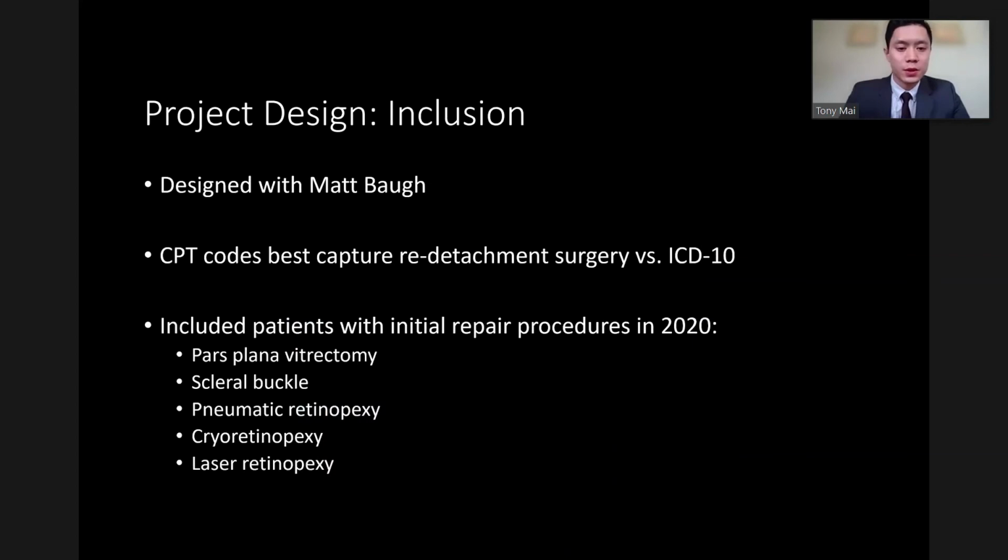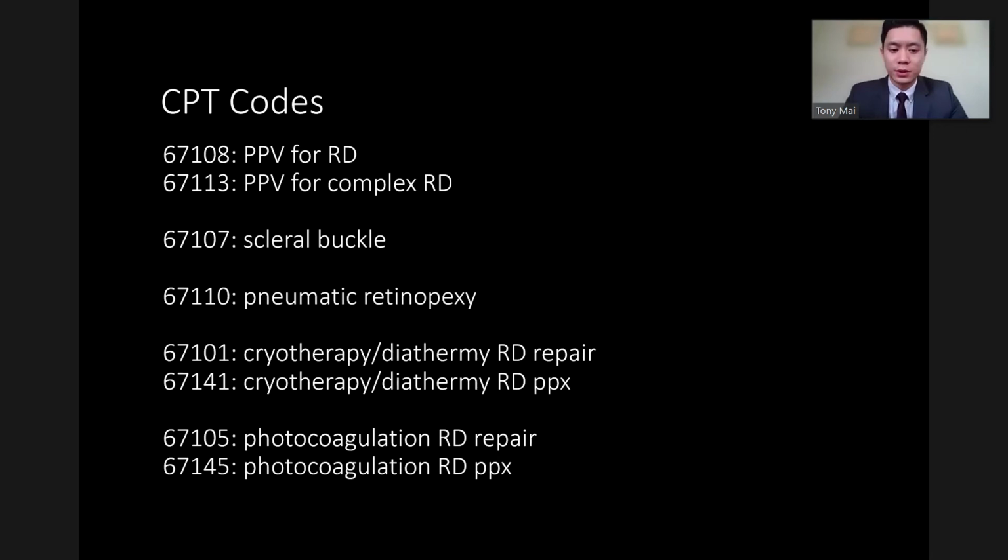Speaking with him on how do we best capture these patients, he told me that the best way to do that was using CPT codes, because we can find the exact date that the patients had a retinal detachment repair, and then also if they had a repair within the 6 months after. And that would be very difficult to do just using a diagnosis code. We included the pars plana vitrectomy, scleral buckle, pneumatic retinopexy, similar to Harvard's study, but we also added cryo and laser retinopexy. Just for completeness, these were the CPT codes that we used.